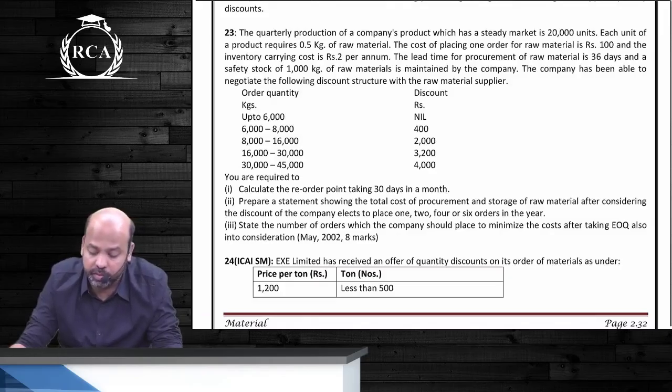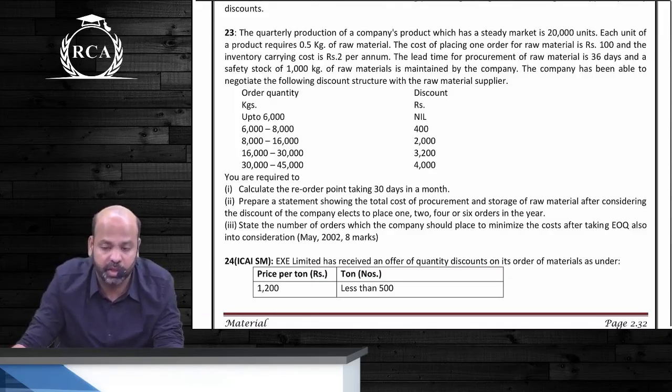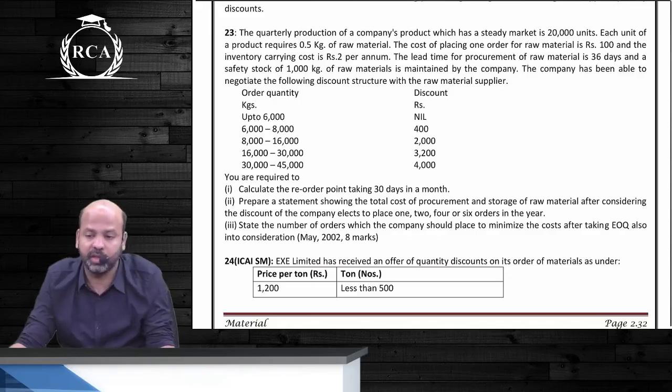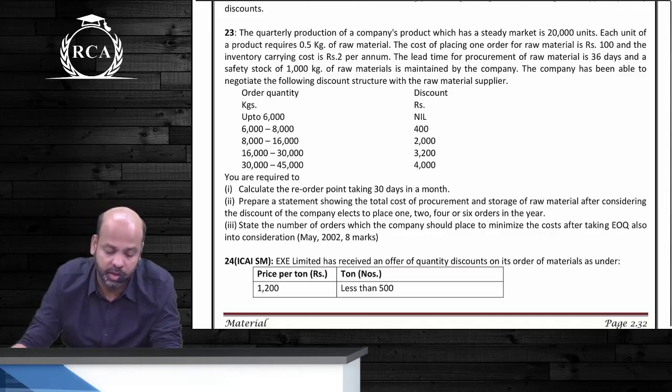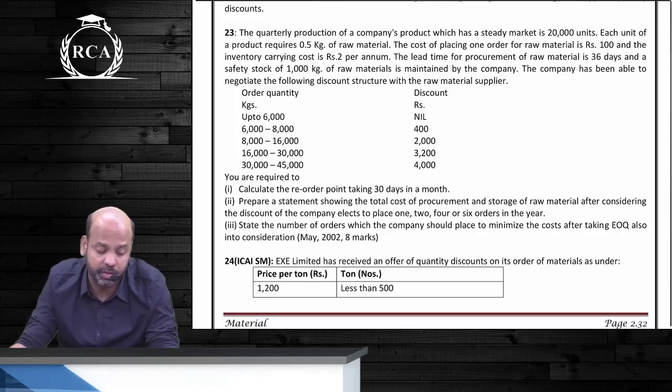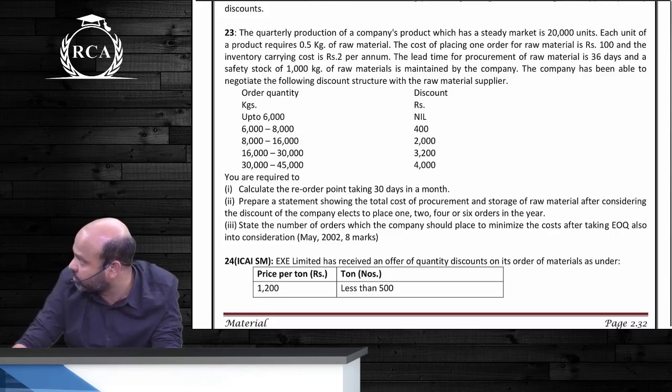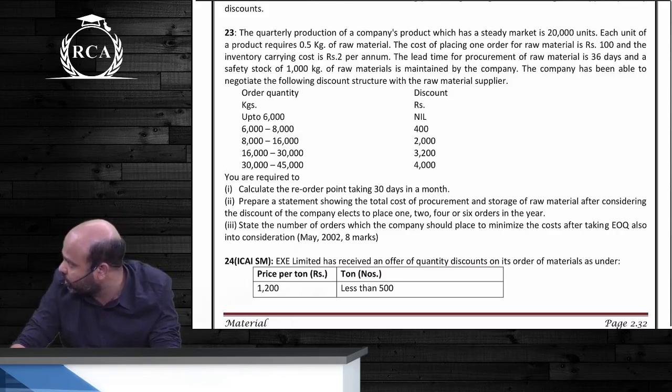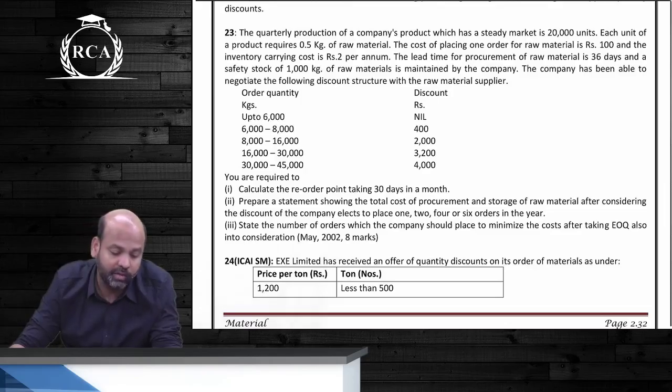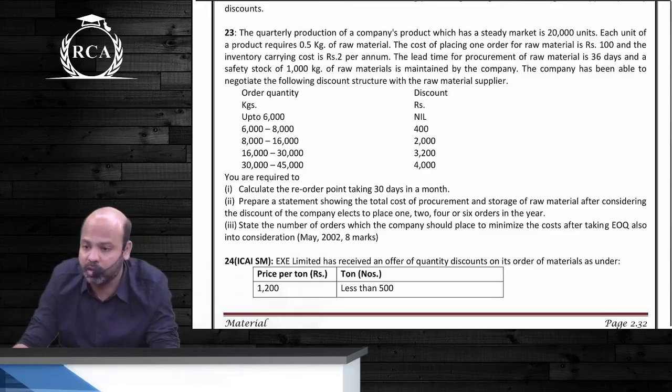So the company has been able to negotiate the following discount structure with the raw material supplier. In case you order up to 6,000 kgs, you're going to get a 0 discount. In case you order more than 6,000 but up to 8,000 kgs, you'll get a discount of 400. In case you order from 8,000 to 16,000, you will get 2,000, 16 to 30, 3,200 and so on. Obviously that quantity that they have given there is quantity per order.